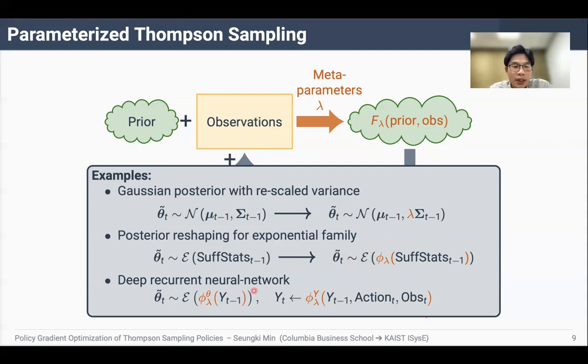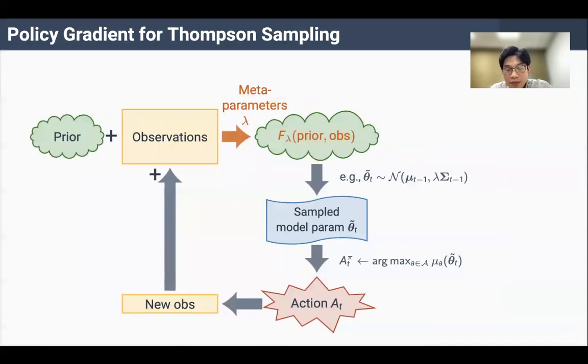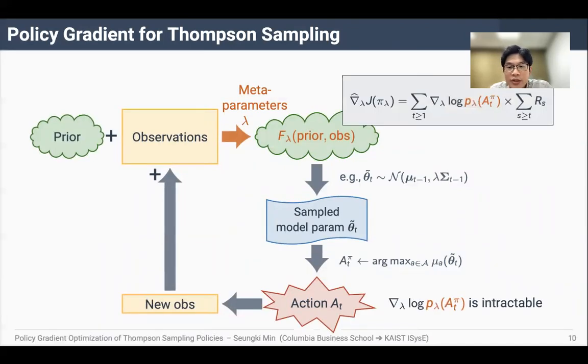We can also completely replace our inference logic, the Bayesian inference logic, with our own inference logic that is implemented with some deep recurrent neural network. So these are examples of possible parameterization schemes. But still, as we discussed before, we cannot implement the policy gradient because in order to compute the gradient estimate, we should be able to compute the likelihood of the action taken by the Thompson sampling, but it is intractable in most cases.